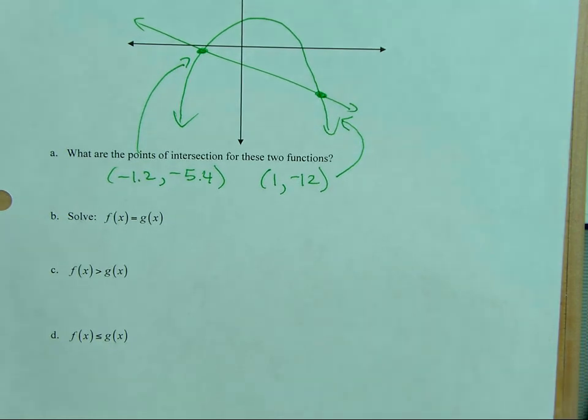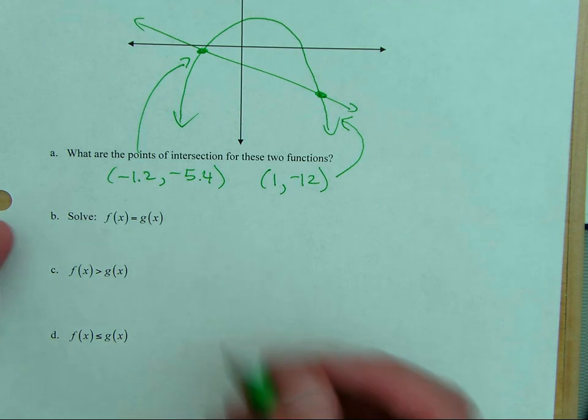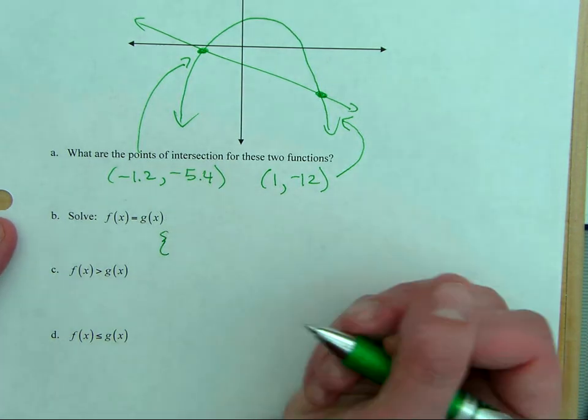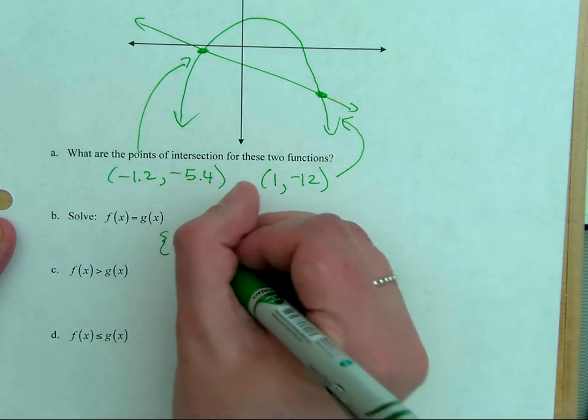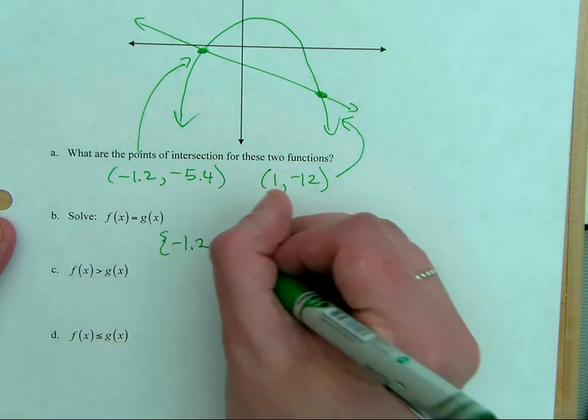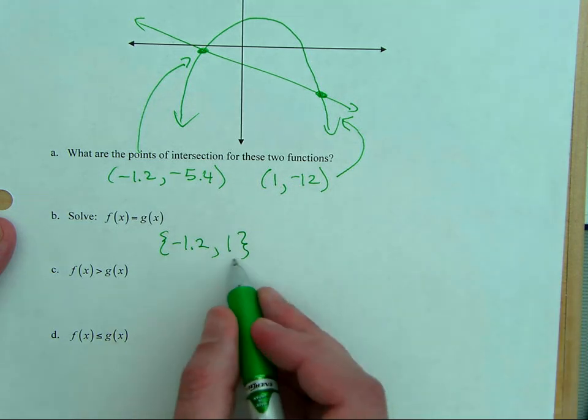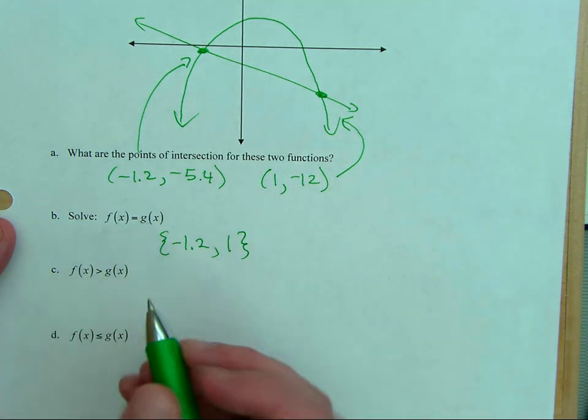Okay, and then if we want to solve, where are they equal? Who can tell me that? Where are they equal? What did you get? Negative 1.2 and 1. Because again, we want the x values. That's where they're going to be equal to each other.